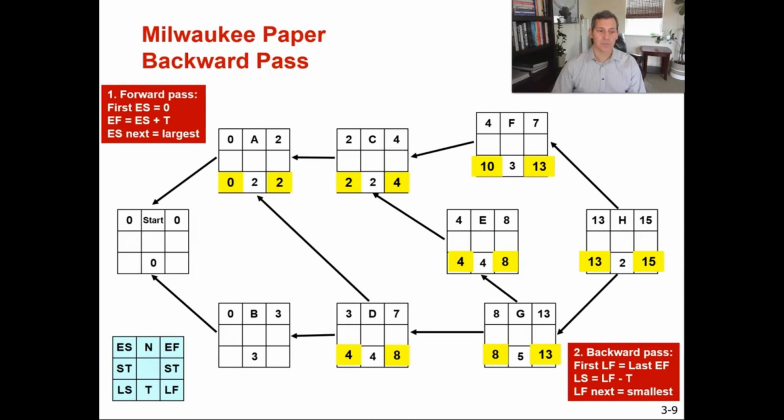And then let's drop down to B. Your LF of B is going to be 4. 4 minus 3 equals 1. And then when you go to your start, you're going to pick the smallest numbers of the immediate successors. You pick between A and B, and your smallest LS is 0. So 0 minus 0 equals 0. So now we have done our backward pass. We started at H, we went backwards through the AON network diagram, and we have done our backward pass.